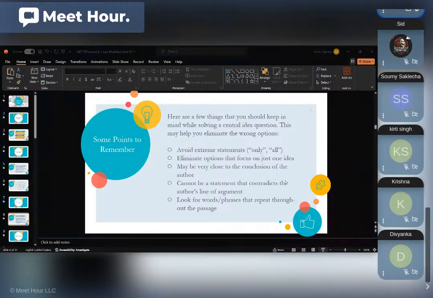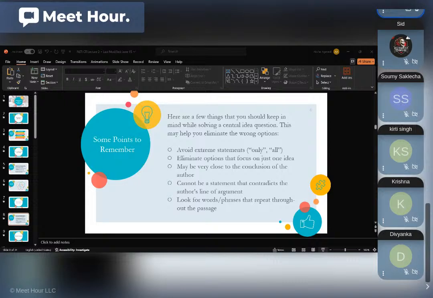So it cannot be a statement which contradicts the author's line of argument. That's another idea. Then, one very important hack is that you can look for words or phrases that repeat throughout the passage. I don't have an example to demonstrate all these helpful points, but you can take a screenshot of this if you want. While practicing passages from now on, perhaps keep these things in mind.